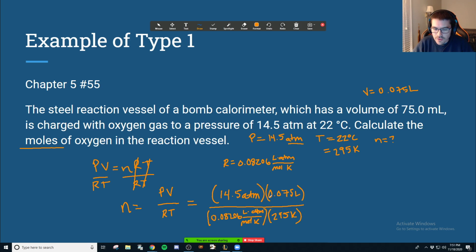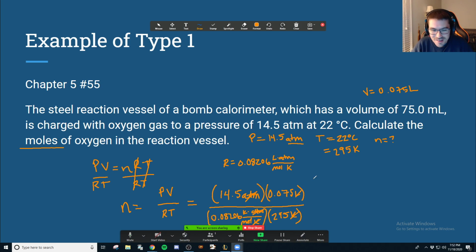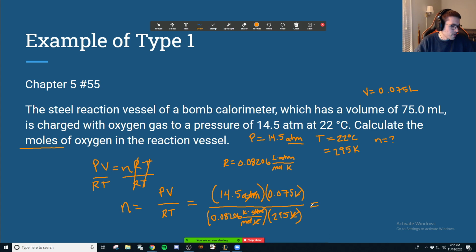As you can see here, the units do all cancel out other than moles. We've got atmospheres in the numerator and then atmospheres in the denominator of the denominator, which means it's in the numerator. Same thing with liters. And then I've got Kelvin in the denominator and then Kelvin in the denominator of the denominator, which means it's actually in the numerator, and so everything cancels out except for moles. Then I can grab my calculator here real quick and do this problem.